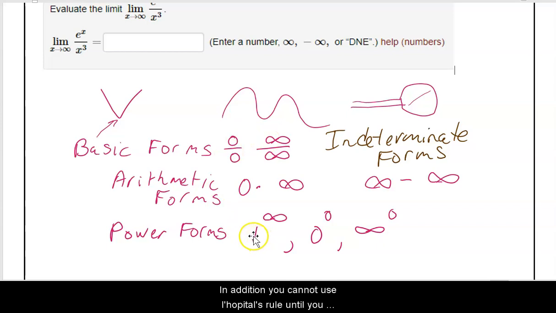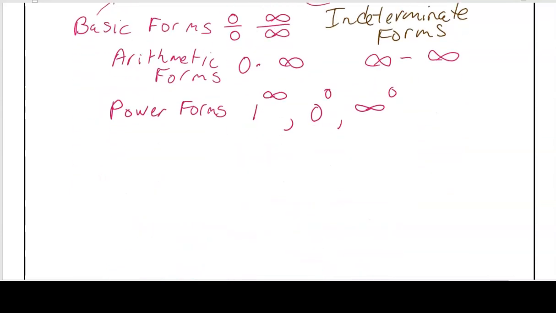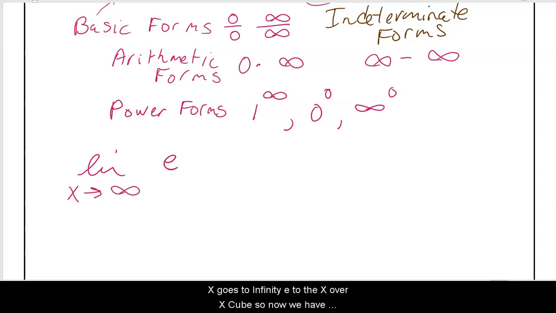In addition, you cannot use L'Hopital's rule until you've converted the bottom 5 into one of the 2 at the top. L'Hopital's rule only applies directly to the 2 that are at the top, 0 over 0 and infinity over infinity. So we're trying to find the limit as x goes to infinity of e to the x over x cubed. So this is the limit as x goes to infinity, e to the x over x cubed.